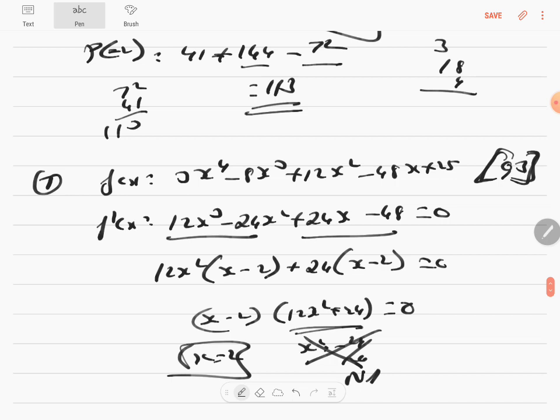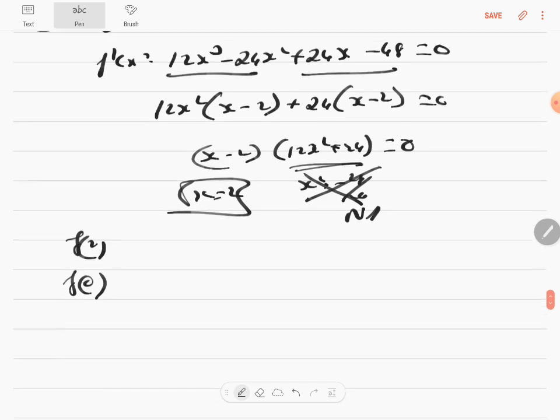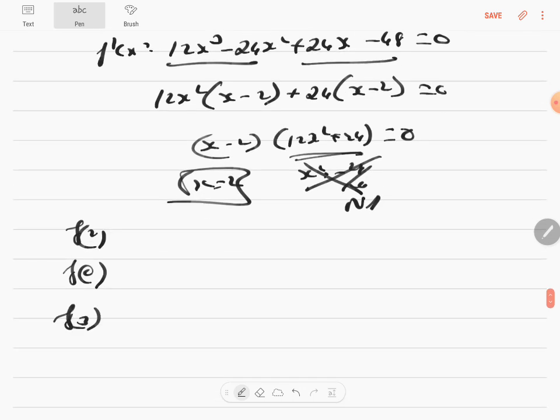And therefore you can substitute for f of 2, then f of 0 and f of 3 in the question. You get 3 different answers to compare, which is your maxima and which is your minima.